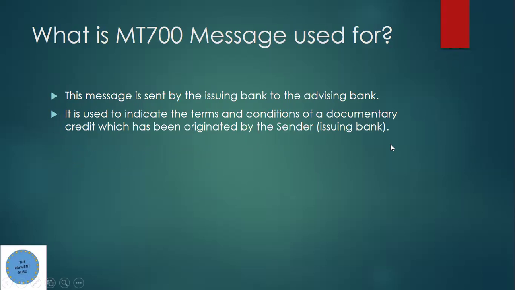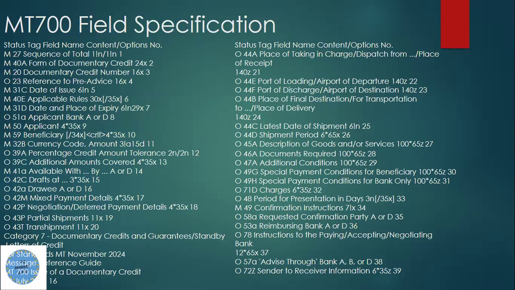So first of all, let's understand what the MT700 message is used for. This message is sent by an issuing bank to the advising bank. Now, what is an issuing bank and what is an advising bank? That is also something we need to understand, which we'll explain in the next slide where we have taken an example. It is used to indicate the terms and conditions of a documentary credit which has been originated by the sender, that is, by the issuing bank. Now, let's take an example to understand this MT700 message completely.